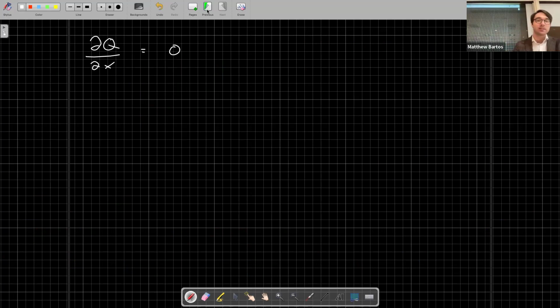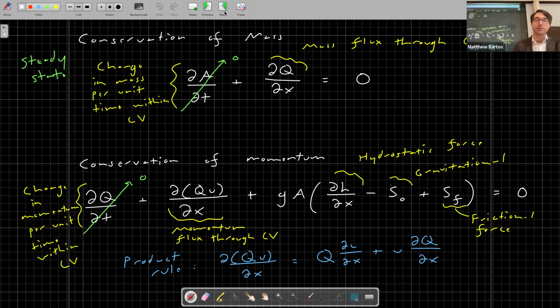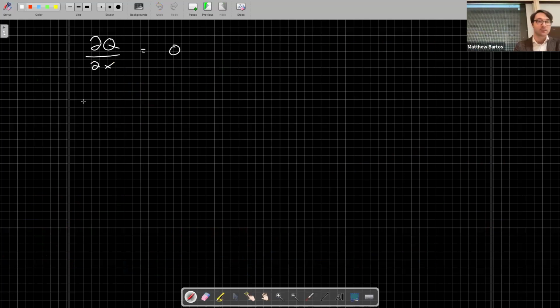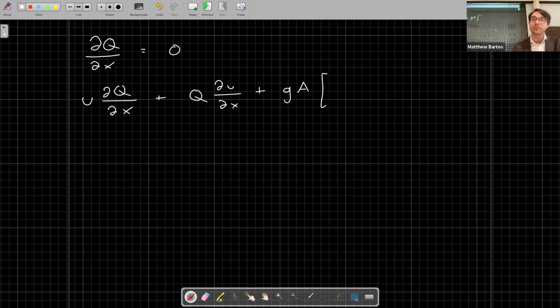And then from the product rule applied to this momentum equation here, we can write our momentum equation as u times dq/dx plus q times du/dx plus g times A times quantity dH/dx minus the bottom slope plus the friction slope is equal to 0. So just looking at these two equations together, is there anything that we can simplify here?